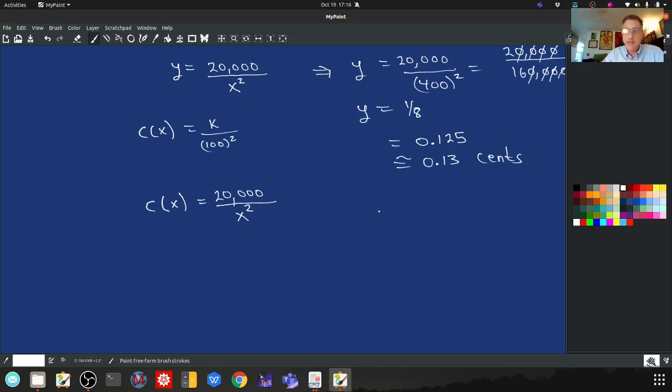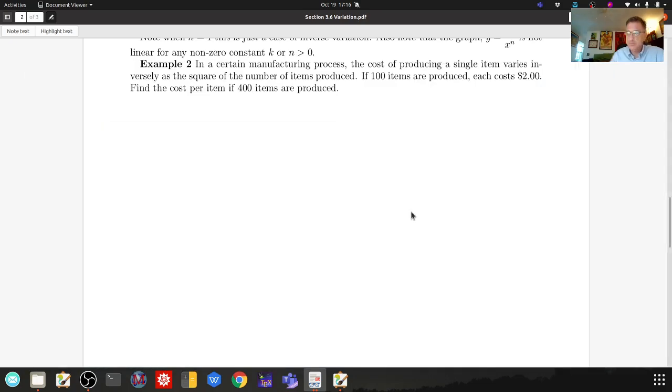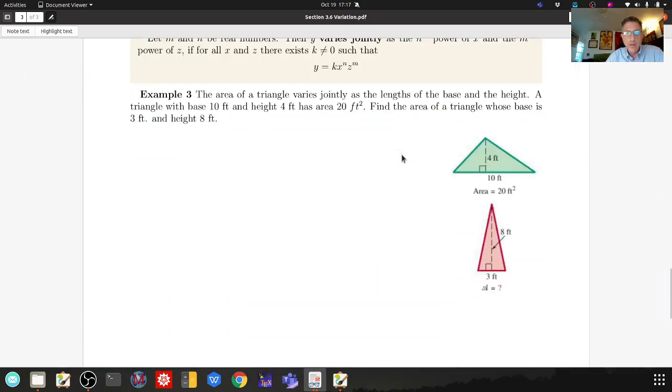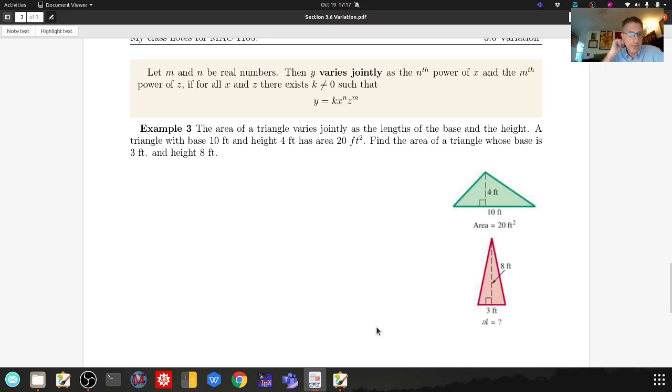So let's look at another example. Now we have joint variation. Basically we have just one constant of variation, and that's all we ever have to solve for, that constant of variation. So here's the example.